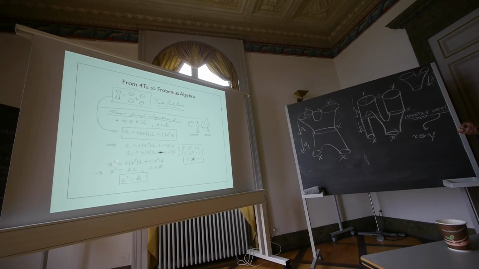Now what about x squared? You put in x squared and you get epsilon of x cubed times 1 plus epsilon of x squared times x. Epsilon of x squared is 0. That tells you that x squared should be a multiple of 1. So we're back to the algebra we had to begin with, except that x squared isn't necessarily equal to 0, and it doesn't have to be equal to 0, as we'll see.